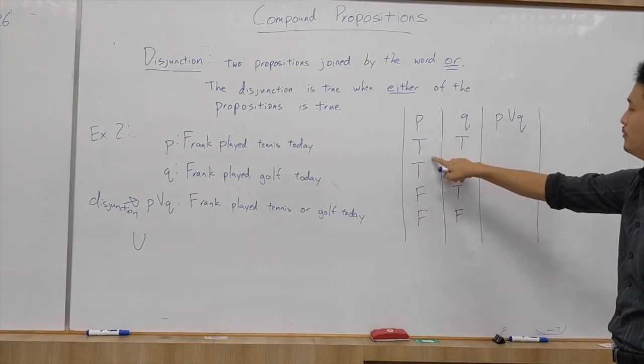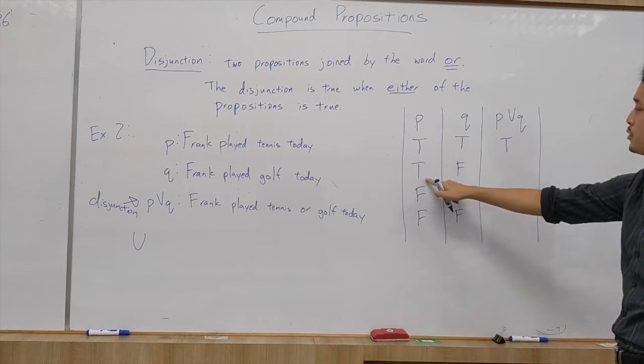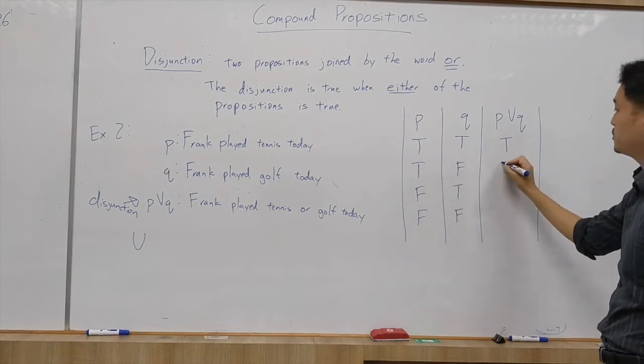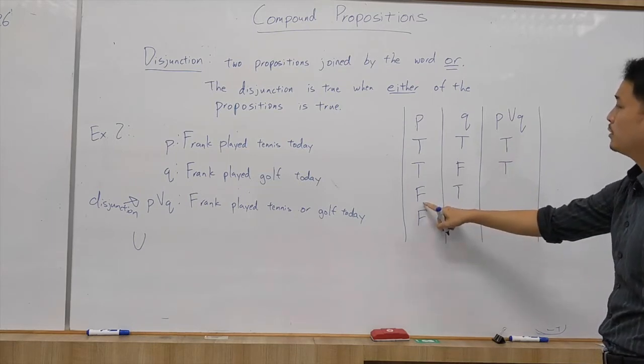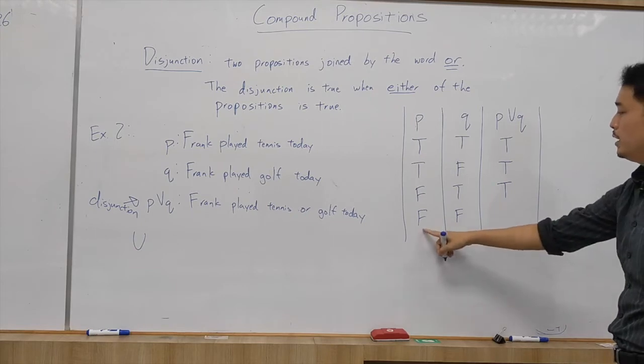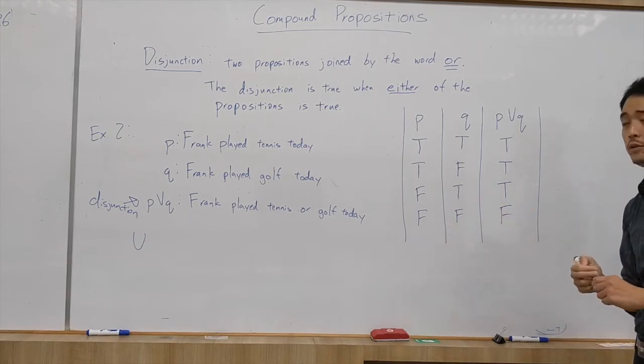So here, they're both true, so we're happy there. Here P is true, Q is false, but it doesn't matter. As long as we have one true, then the whole thing is true. Here P is false, but Q is true, so we're true over there. And only when they're both false is the disjunction false.